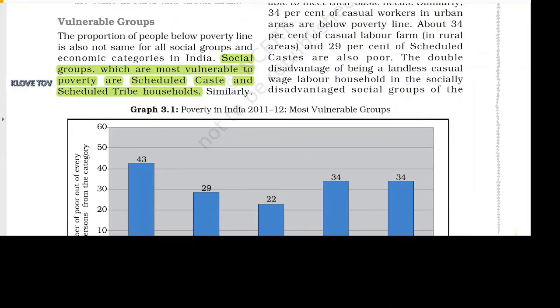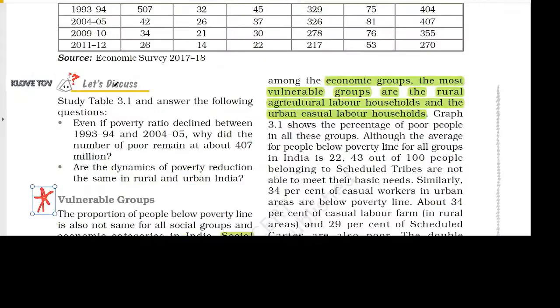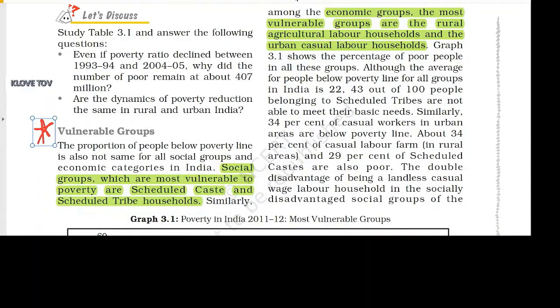Vulnerable groups. The proportion of people below poverty line is also not the same for all social groups and economic categories in India. Social groups which are most vulnerable to poverty are scheduled caste and scheduled tribe households. Similarly, among the economic groups, the most vulnerable groups are the rural agricultural labor households and the urban casual labor households. Graph 3.1 shows the percentage of poor people in all these groups.